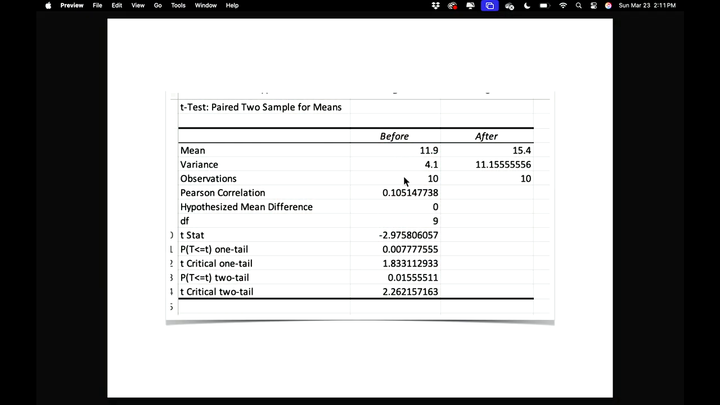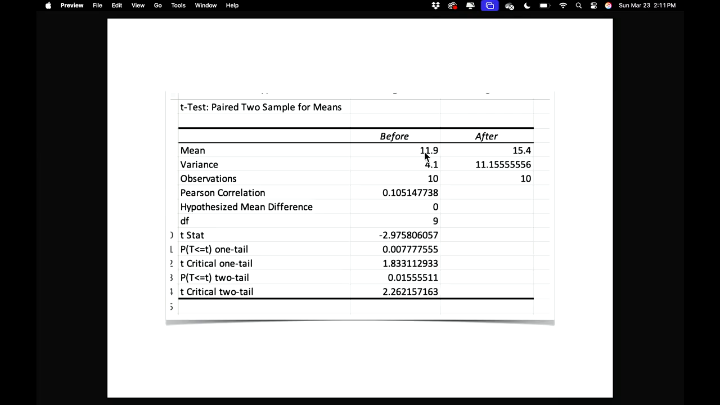This is the statistics for the before. This is the statistics for after. The mean of the before scores was 11.9. The mean of the after scores was 15.4. So we know that there was an improvement in people's perception of me after watching the video. We just want to know whether it's significant or not.